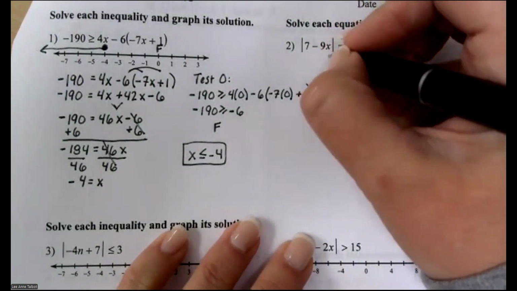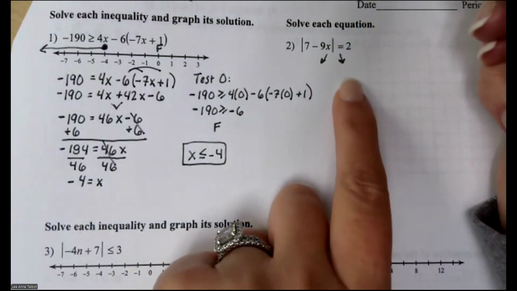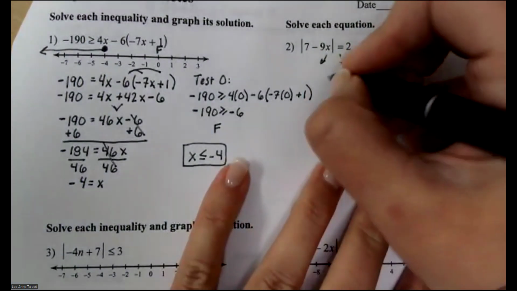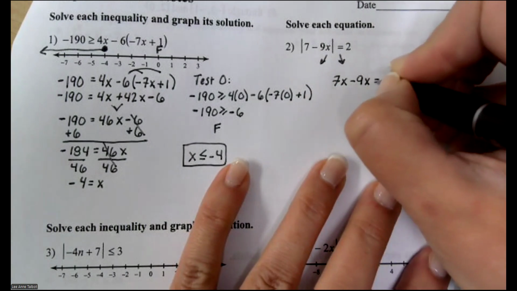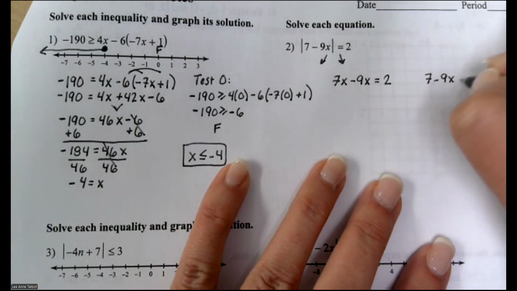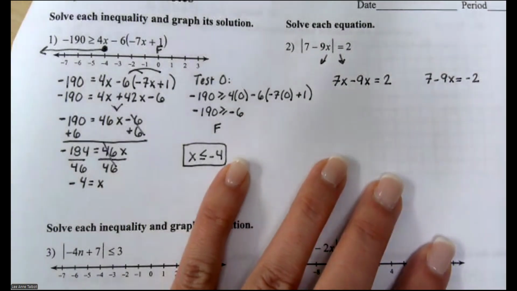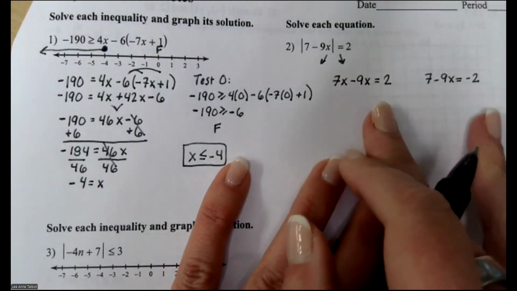Okay, number 2. That is an absolute value problem, which means it has 2 answers. 7 minus 9x equals +2. 7 minus 9x equals -2. Don't forget, the thing in the absolute value stays the same, but the constant flips.